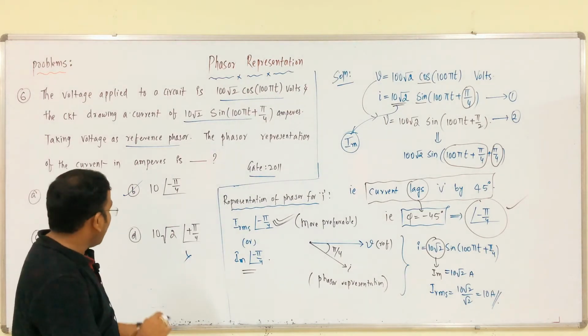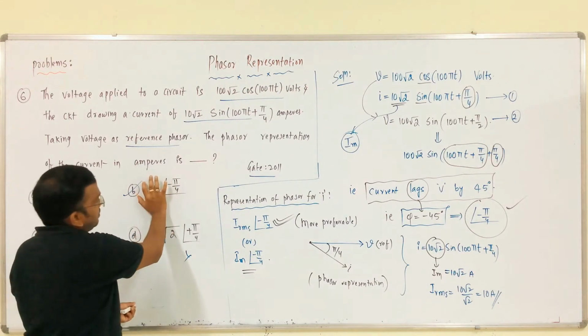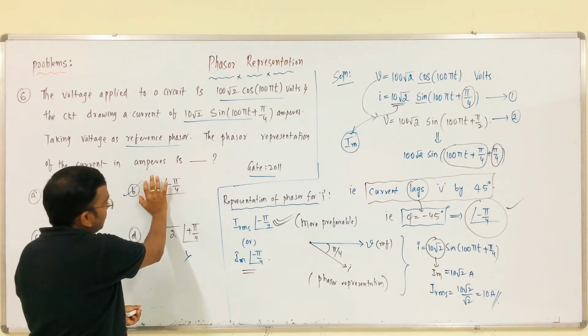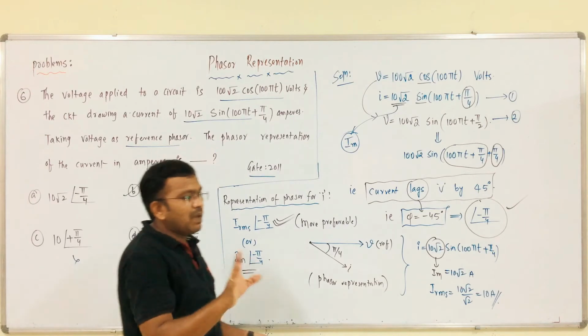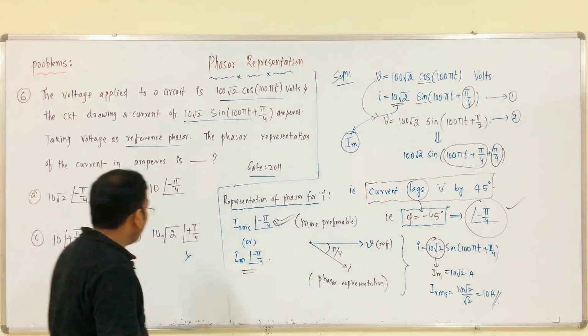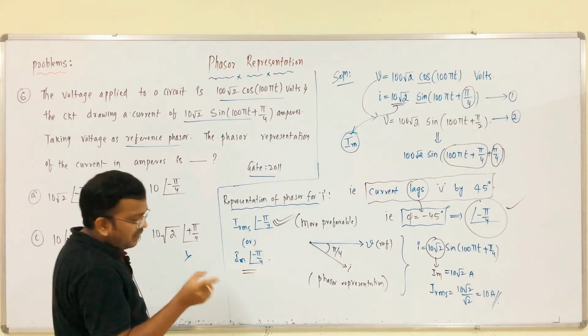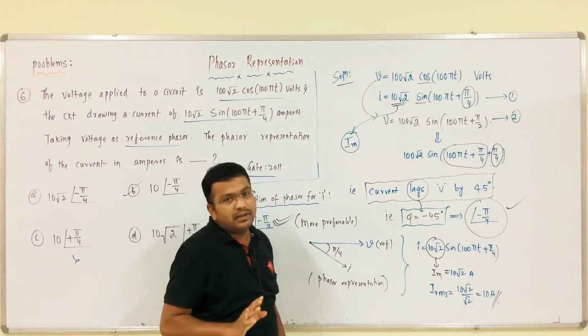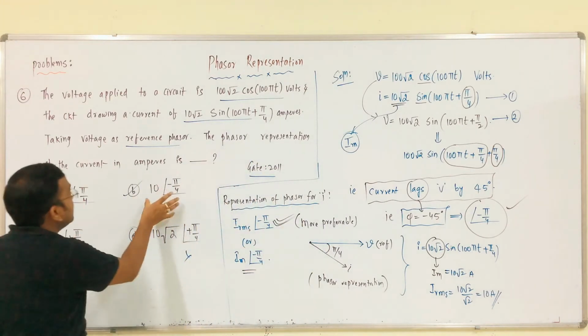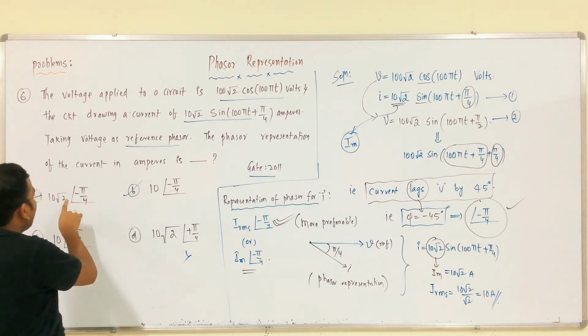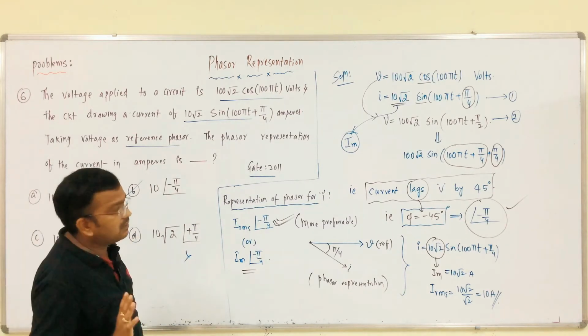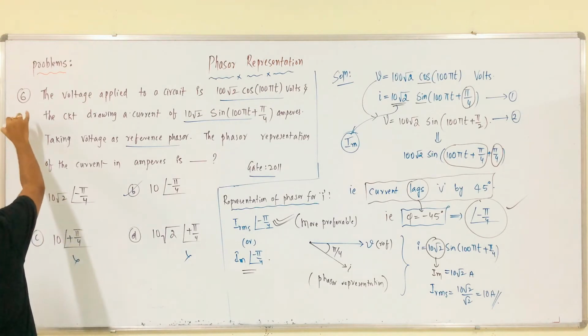For example, if in the options we do not have any RMS quantity, then the option would be 10 root 2 at minus pi by 4. If we have the RMS quantity of current, then the option would be that option only. If the options are in RMS, we have to deal with this 10 root 2 minus pi by 4, that is it. This problem is very important.